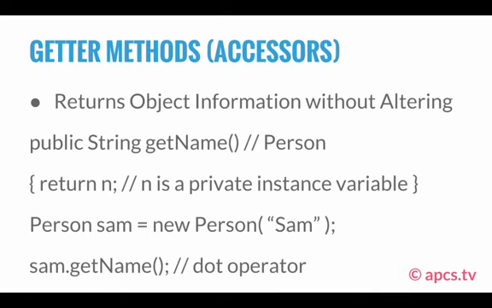So what these getter methods do, as you can tell, they get something for you. So they return object information without altering the object. So let's say we have a person class and I wanted to get their name. One of the methods within this person class could be public String getName(). Public because it's accessible to all, String because this will return a value of a string, and getName is the name of the getter method.